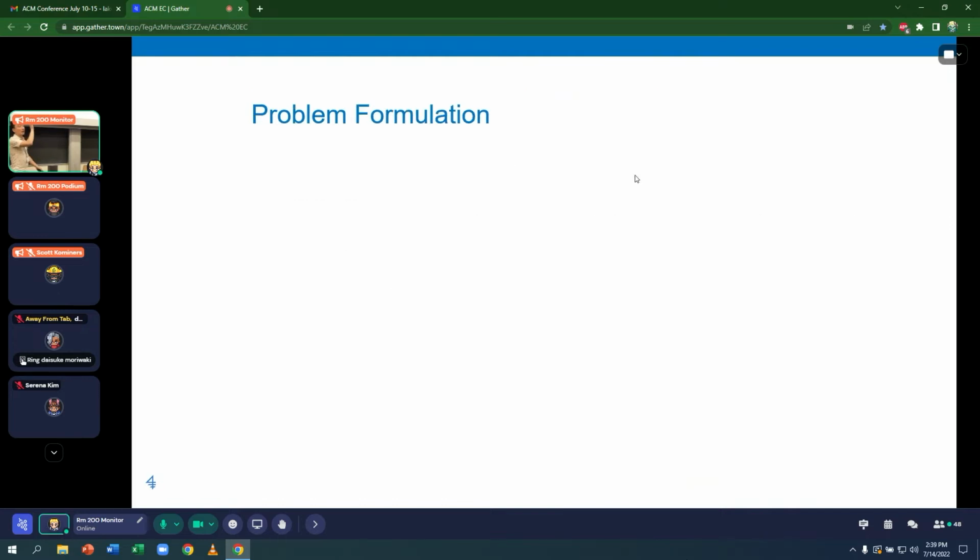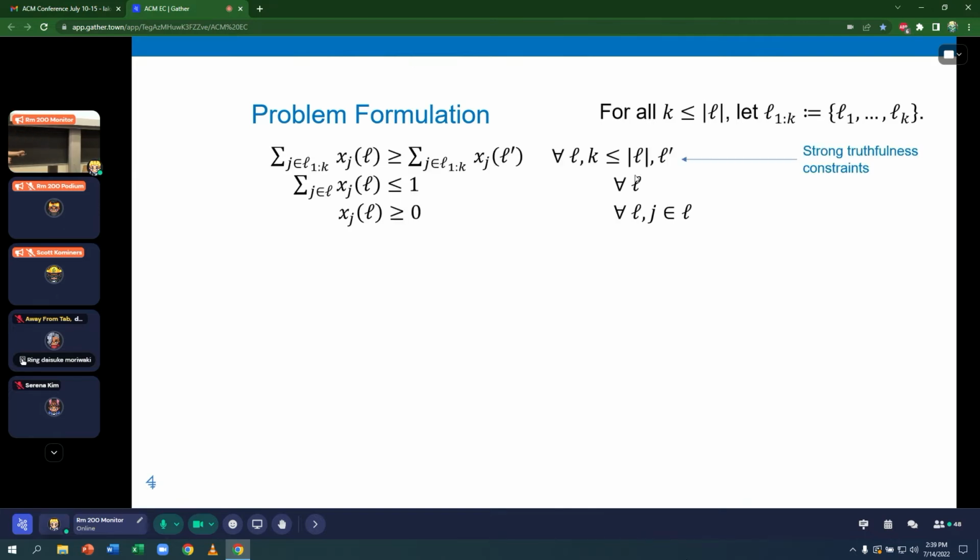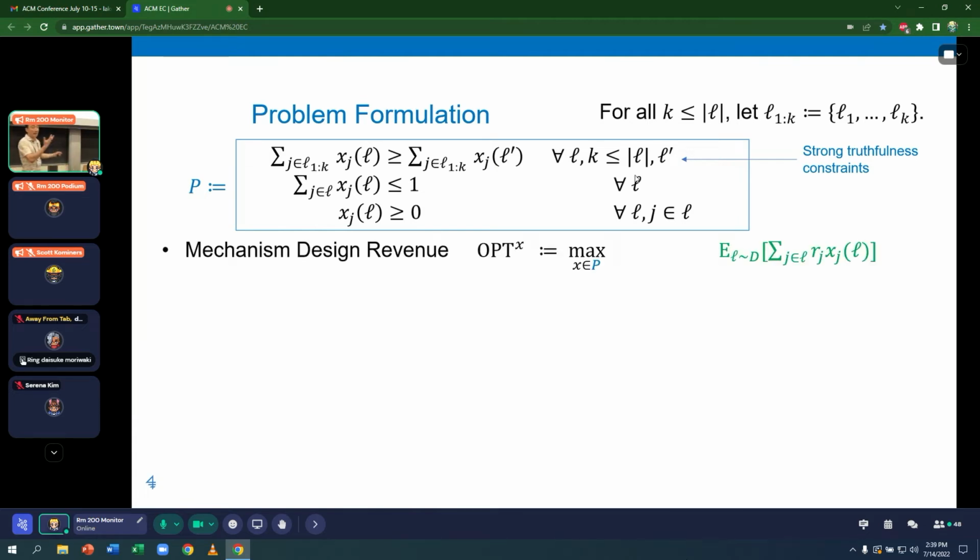OK, so let me now state the problem. Just some notation: for any list L and for any index k less than the length of the list, I'm going to let L_1^k denote the set of my k most preferred items. So basically, you can formulate the mechanism design problem as an LP. My strong truthfulness constraints are just the first set of constraints. This defines a polyhedron. And the mechanism design revenue is simply the maximum revenue I can earn over this incentive-compatible polytope.